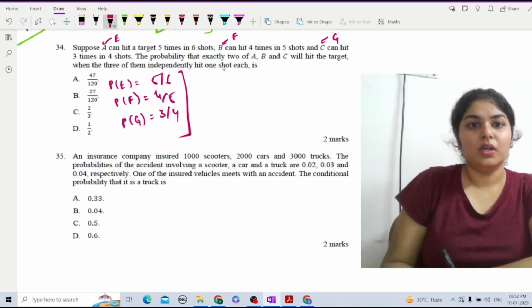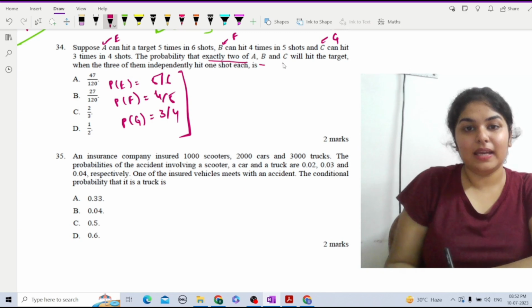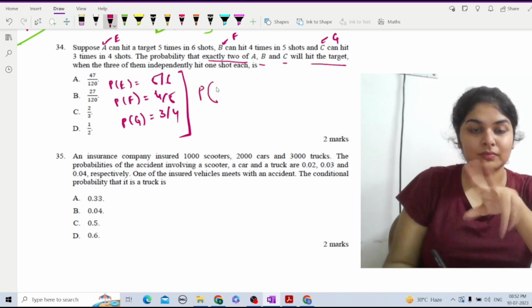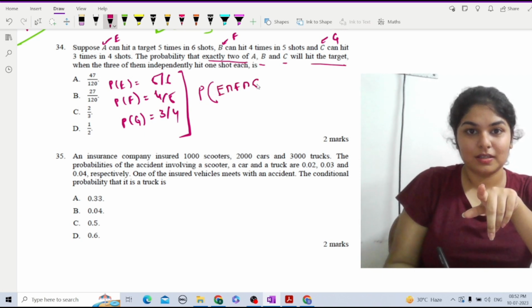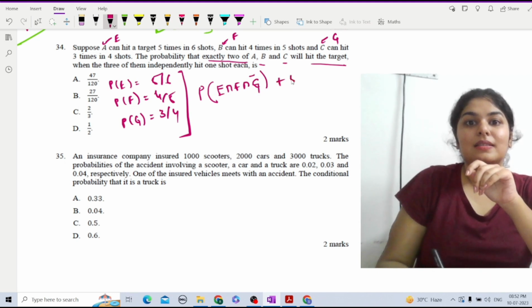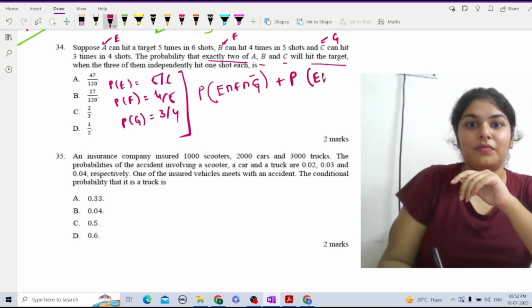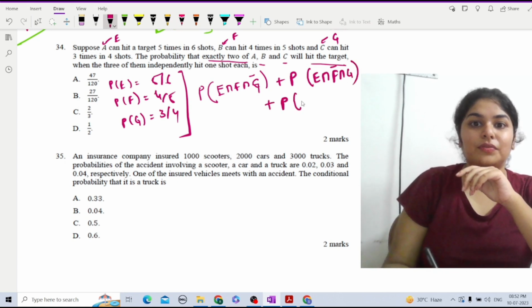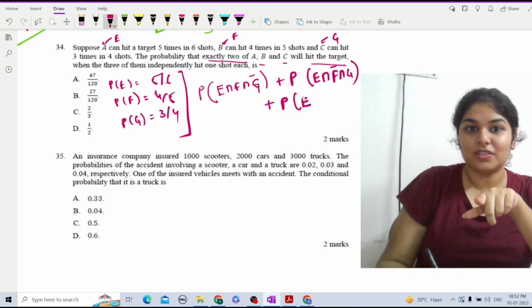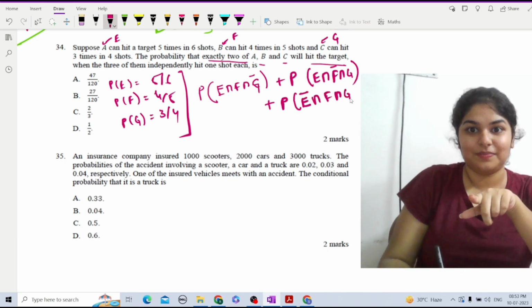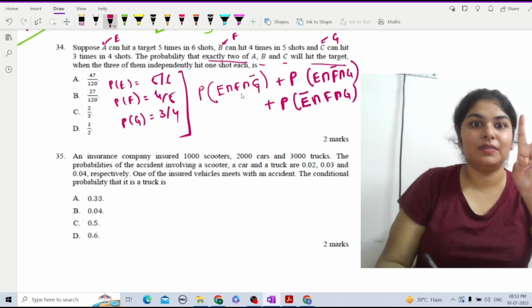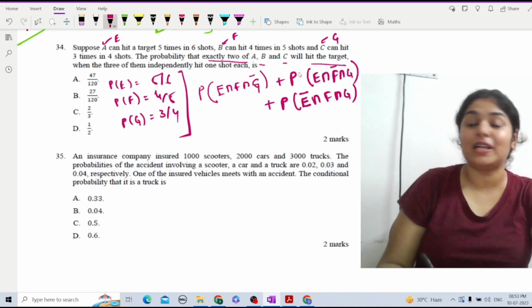Okay. Now, probability that exactly 2 of A and B and C will hit the target. Only 2, not the other one. That means I'm talking about probability of E and F but not G, plus, that is or, probability of E not F but G, plus probability of not E but F and G. So any 2 but not the other one. So this is the way of writing. Whichever 2 will hit together will be written intersection. The one which is not, so that is complement.